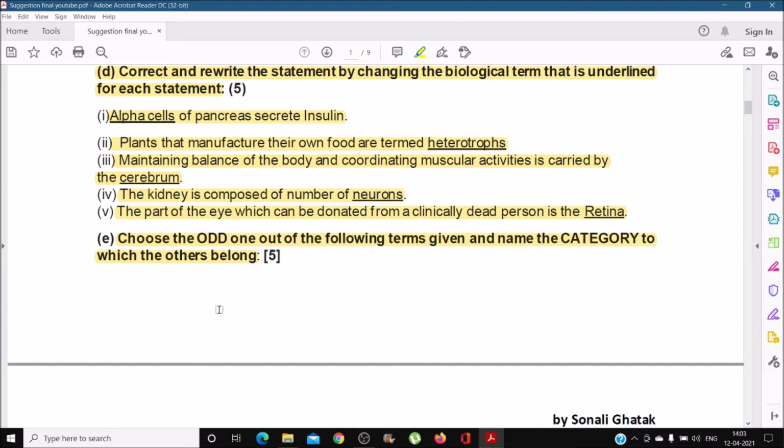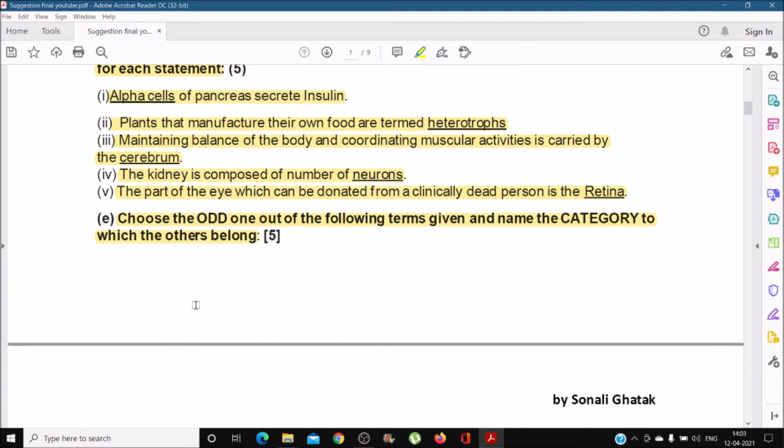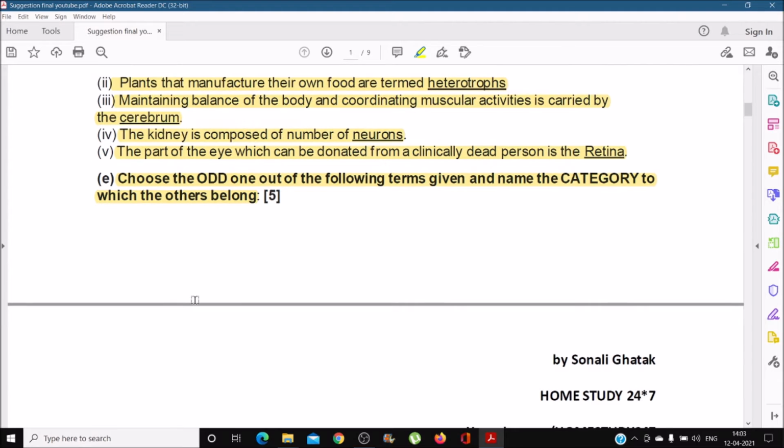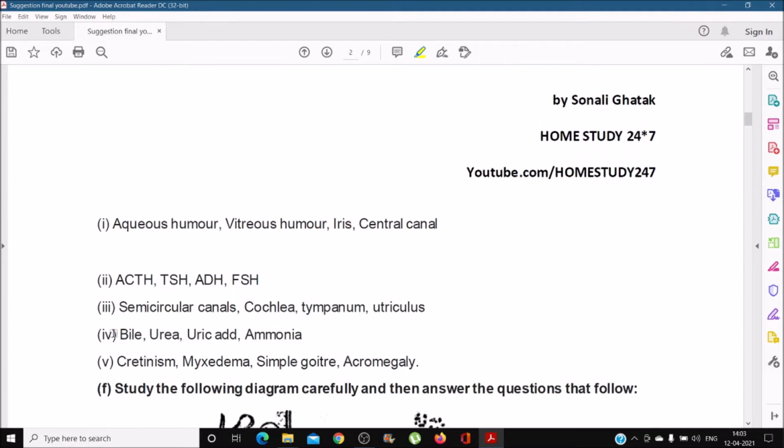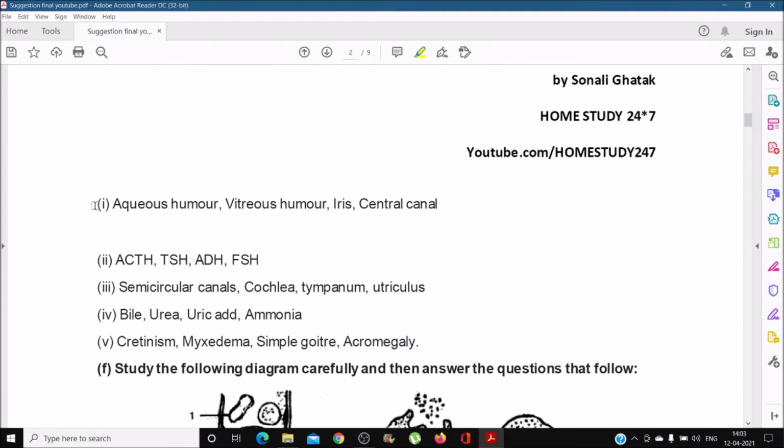Now next, choose the odd one out of the following terms given and name the category to which the others belong. You have to choose the odd one, and also give the name of the category to which the others belong. Number 1, aqueous humor, vitreous humor, iris, central canal.